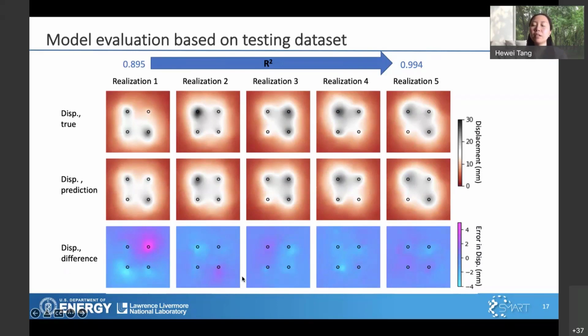We can find that in general, the model has really good performance for a wide variety of scenarios. Well, for realization one, we did see some underperformance because it's a really rare case in our training data set where the injection takes almost no injection due to the poor vertical connectivity.